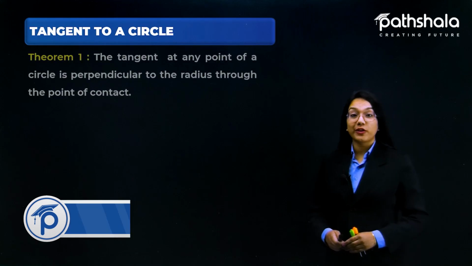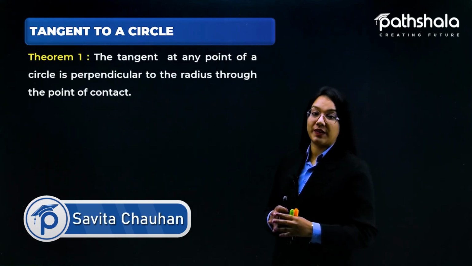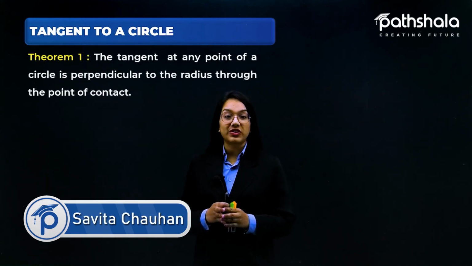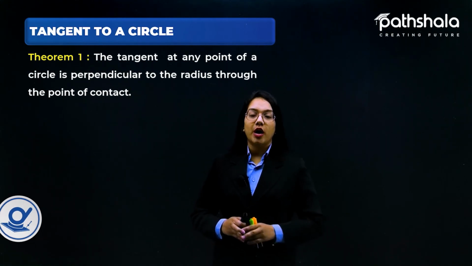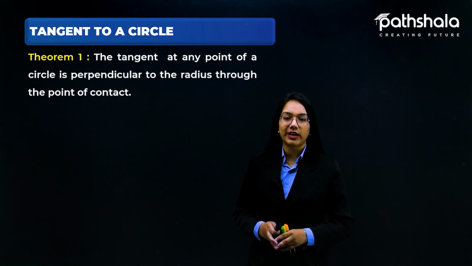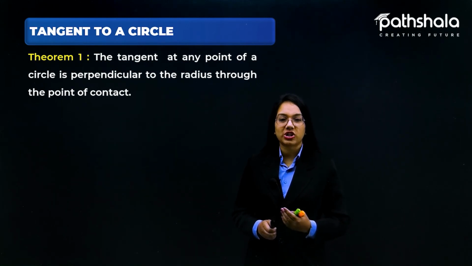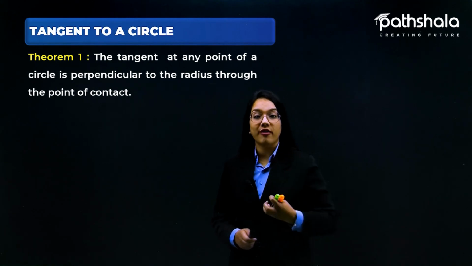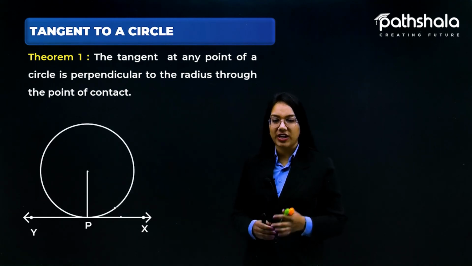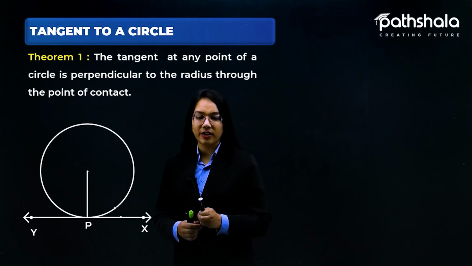Now let's talk about the theorem which is related with tangent to a circle. It says that tangent at any point of a circle is perpendicular to the radius through the point of contact. So let's prove this theorem. First of all, let me draw the figure for this theorem, and let's start with the given conditions.